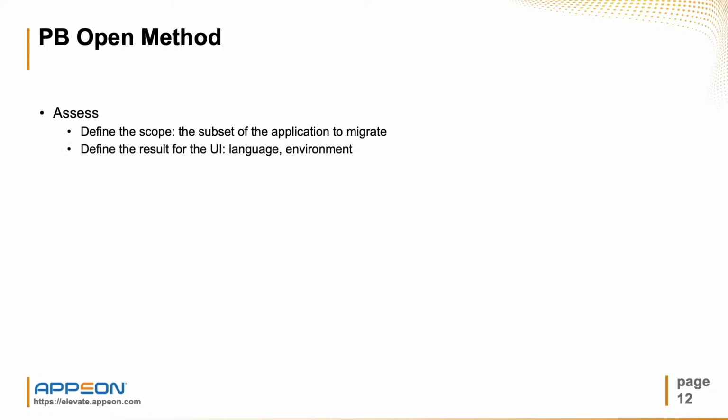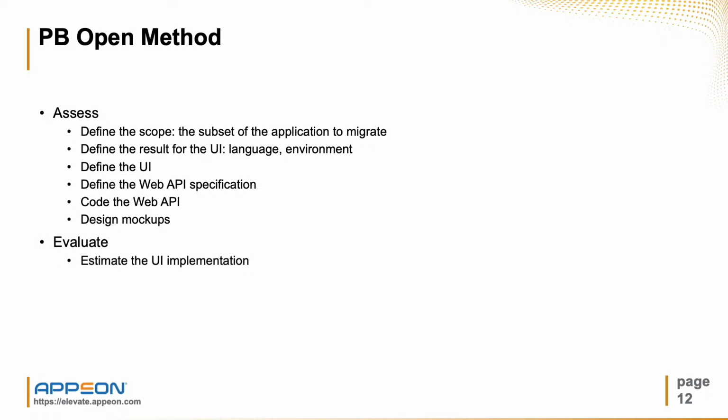Let's see the method in more detail. Assess phase. We define the scope, a tiny subset of the application that we want to migrate. We define the result: the programming language, the environment, web, mobile, desktop, platform. We define the UI in terms of functionality. Following the UI definition, we define the web API specification. The 2 documents will be shown in the second demonstration. Then we code the web API. Finally, we design the mockups for the new UI. By the end of the assess, we will have a running web API in your premises and a definition of the new UI.